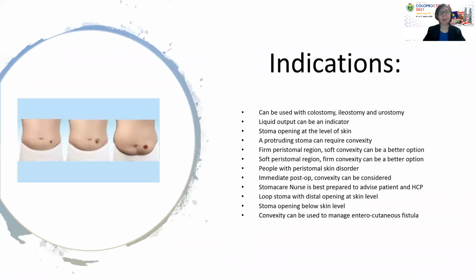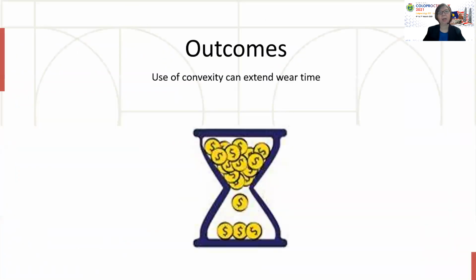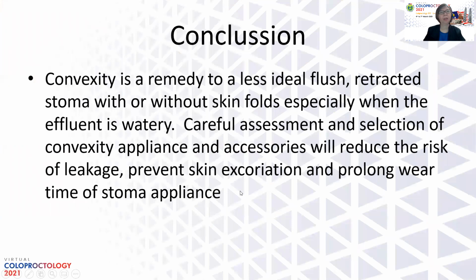Okay, the next one will be the indication, which I think I've mentioned earlier. And of course the outcome: they say in the consensus that the use of convexity can extend the wear time. So extending wear time means that it saves cost. And in conclusion, convexity is the remedy to a less than ideal flush or retracted stoma with or without skin fold, especially when the effluent is very watery. Careful assessment and selection of the convex appliance and accessories will reduce the risk of leakage, prevent skin excoriation and prolong the wear time of the stoma appliances. So with that, I conclude my talk. Thank you.